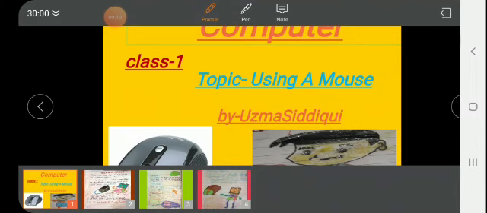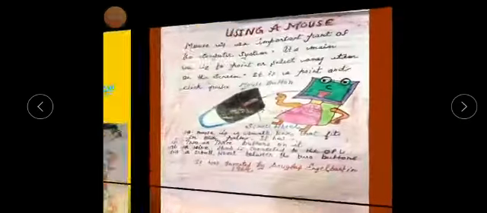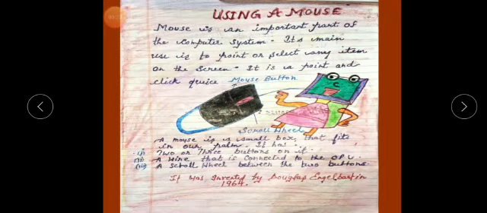What is the topic? The topic is using a mouse, and it is class for 1. So, let's start using a mouse. First, I will ask you one question. Children, there are two types of mouse. One which we see at our home and the second one which we see in our computer lab.